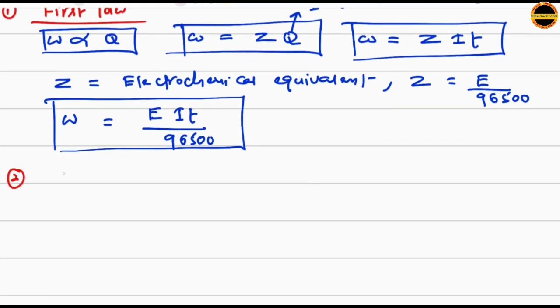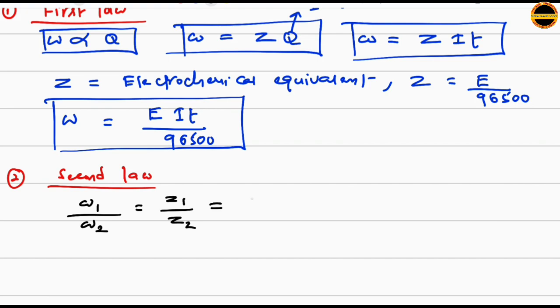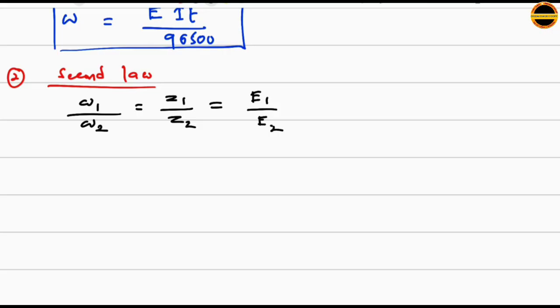Next, coming to the second law. Second law of electrolysis states that when equal charge passes through different solutions connected in series, the ratio of substances collected near respective electrodes is equal to their electrochemical equivalent ratio, or equal to their equivalent weights ratio. For example, if you take copper and zinc, weight of copper by weight of zinc is equal to equivalent weight of copper by equivalent weight of zinc. So the respective ratios are equal according to the given statement.